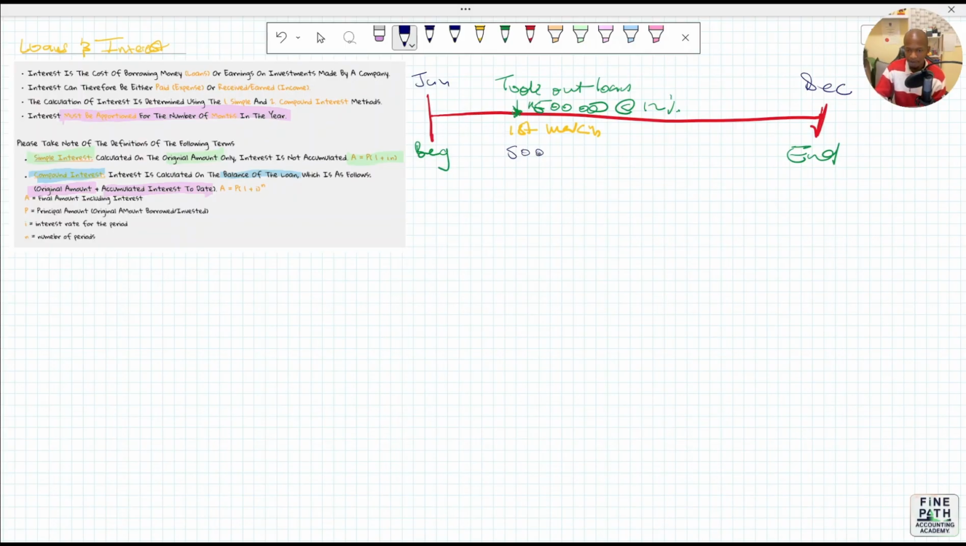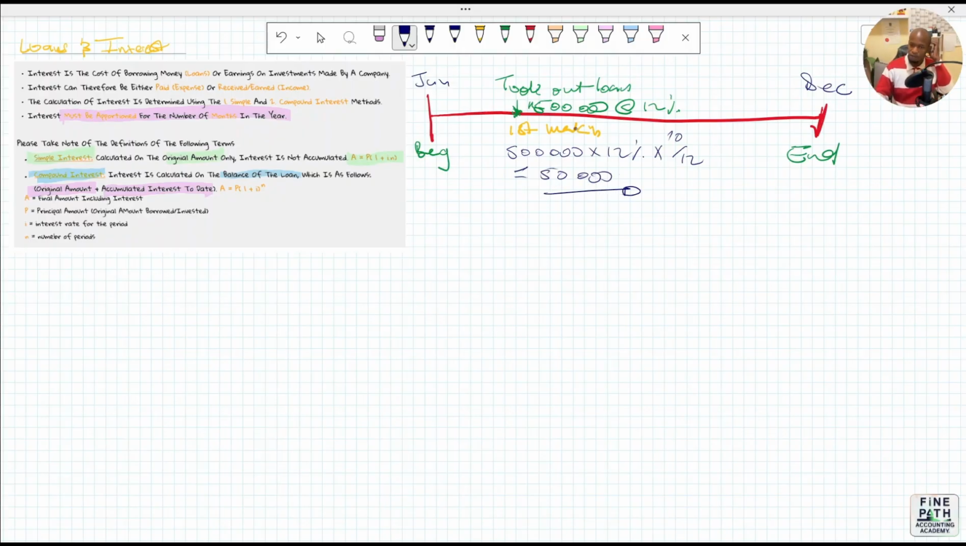So we'll say 500,000 multiplied by the 12% interest, and then multiplied by March, April, May, June, July, August, September, October, November, December. So we'll multiply by 10 over 12. And then our interest will be around 50,000. Yeah, it should be 50,000. So our interest here will be 50,000.